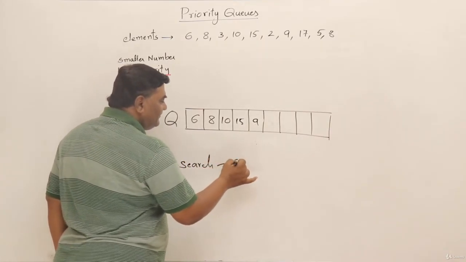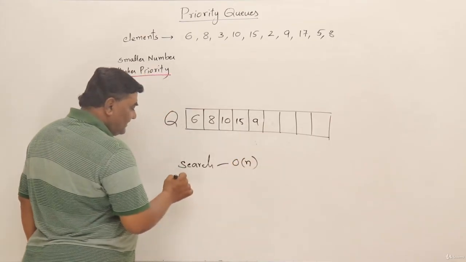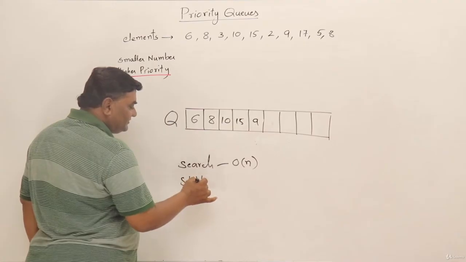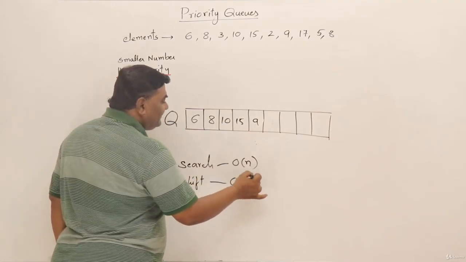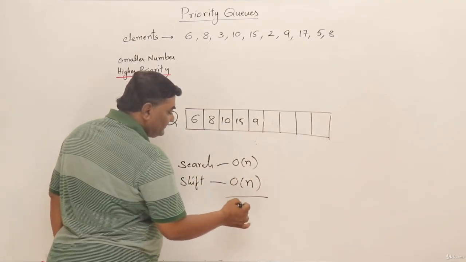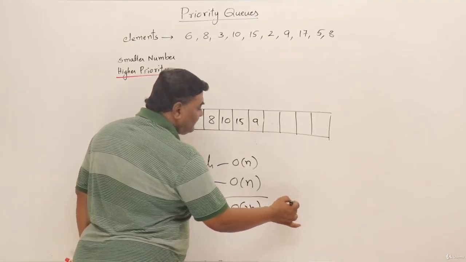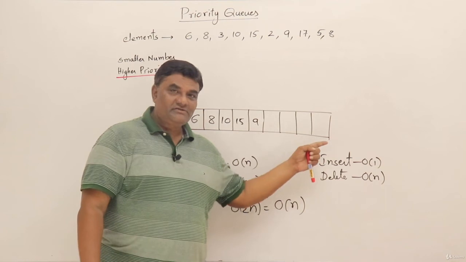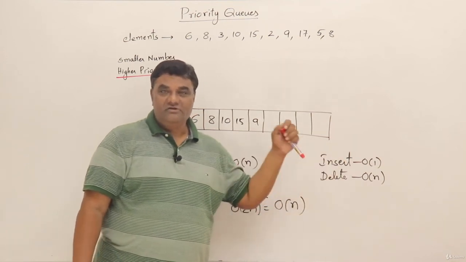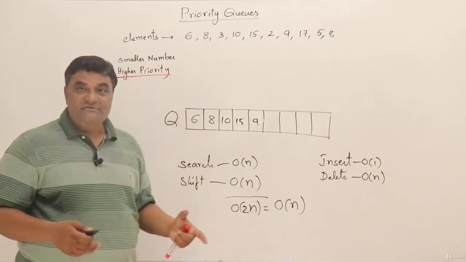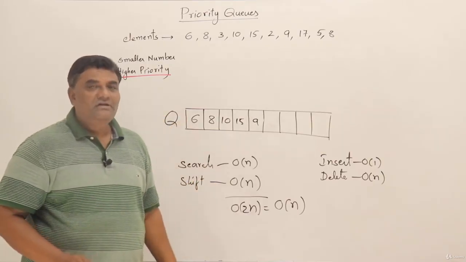Search, which takes order of n time, and shift I have to do for deletion. So that also takes order of n time. So total it is 2n, so we write it as order of n. So insertion takes constant time and deletion takes order of n time. I was simply copying the elements, and while deleting I was searching.